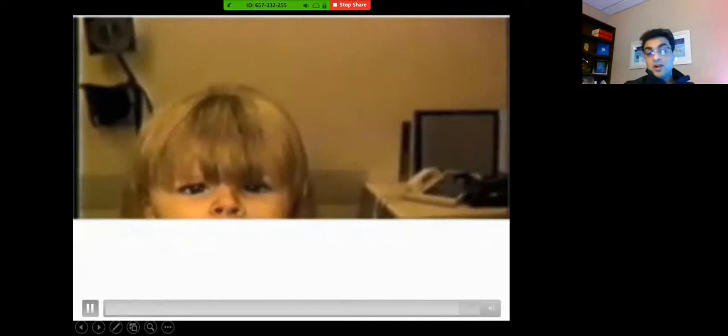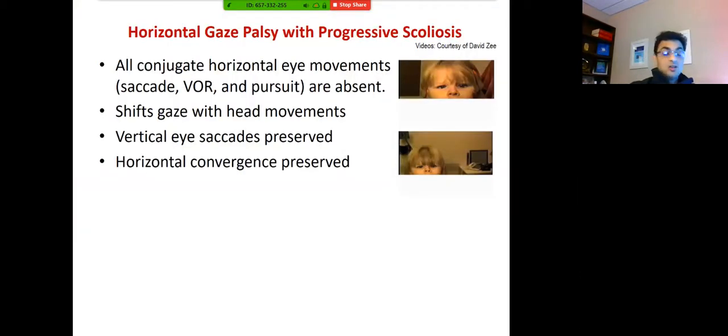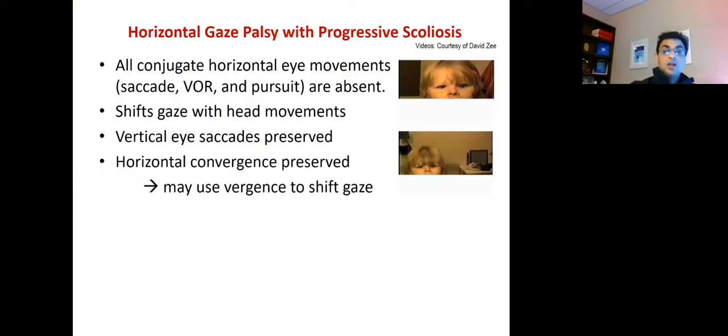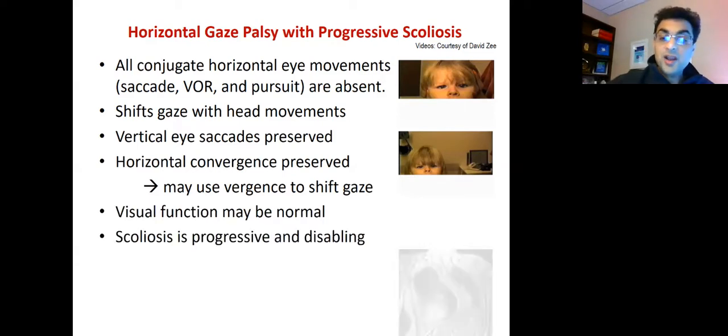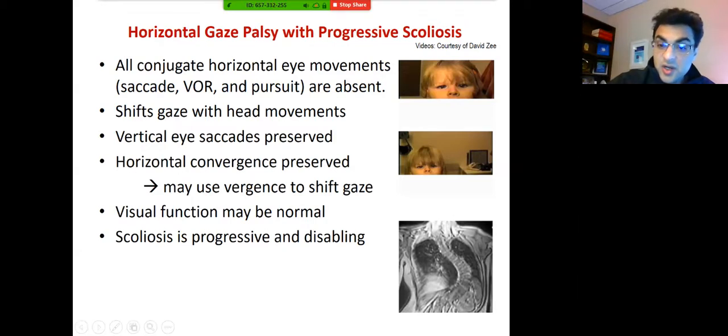She had normal vertical saccades. She had horizontal convergence that was also normal. She actually sometimes used vergence to shift the gaze, which was a very interesting learning that her brain had done. Her visual function was also normal, and she had progressive scoliosis, as you can see over here.